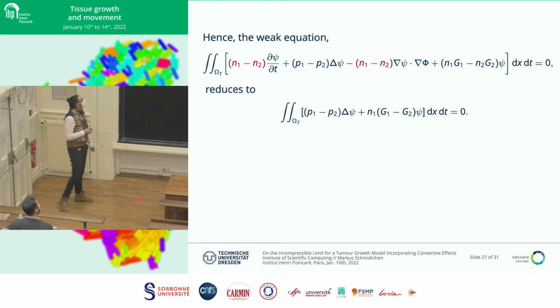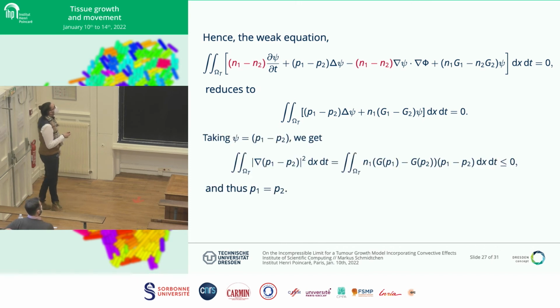And so then the final step consists of having a look at the weak form again, using the fact that n1 and n2 are the same. So these two terms drop from our equation, and the only term that remains is this one, and the growth terms, like here. And so then you can see if we substitute the difference of p1 and p2 for the psi, and we integrate by parts, we get the gradient of the difference squared. And this is equal to n1 times the difference of the g's times the difference of the p's.